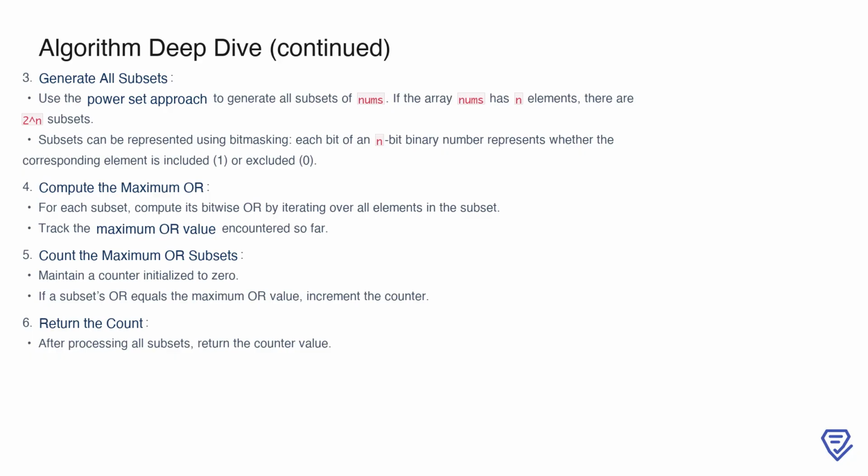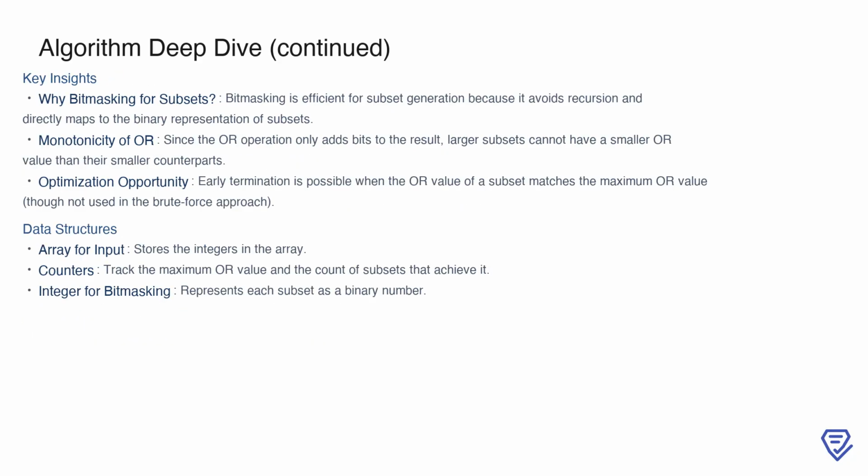If the OR of a subset matches the maximum value, we increment the counter. Finally, after processing all subsets, we return this counter as the result. Using bit masking to generate subsets is advantageous because it avoids recursion and maps directly to the binary representation of subsets, making it both simple and efficient.